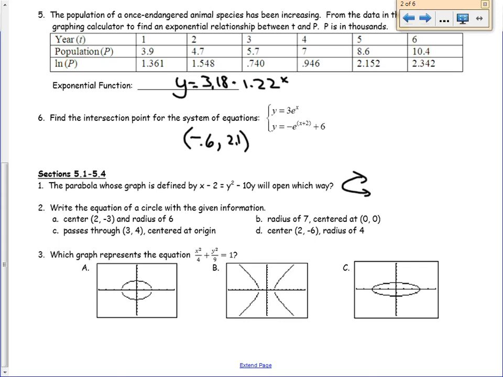It says, write the equation of a circle with the given information. So let's come up here. I think I got to go through A, B, C, D here. The center is at 2, negative 3. Since the center is at 2, negative 3, that's x minus 2 squared plus y plus 3 squared. And then it says the radius is 6.